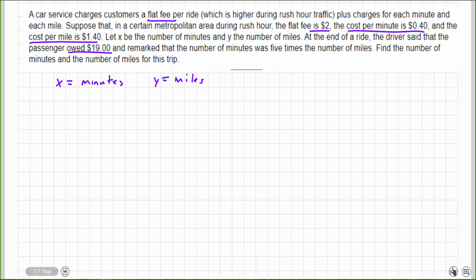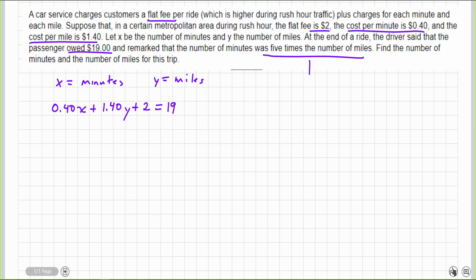And then we're going to see the second part is going to come in later, that the number of minutes was 5 times the number of miles. So I can find an equation based off of just the first part, which says 40 cents per minute plus 1.40 per mile plus the flat fee of $2 equals 19. So that's my equation.